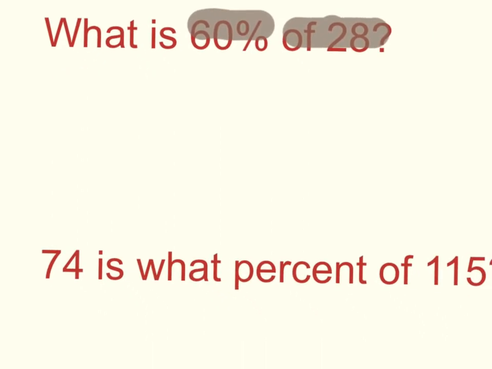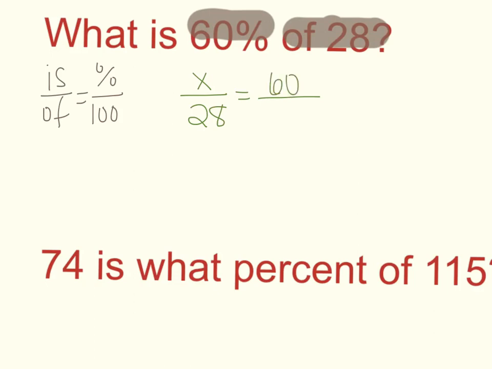That should be big enough. So that means that we're going to say is over of equals percent over 100. Then if we set up our proportion, I don't know the is, so that's going to be my x, of 28, 60%, and then the 100 is always there. We've done a lot of problems like this recently where we can just cross multiply and then divide.